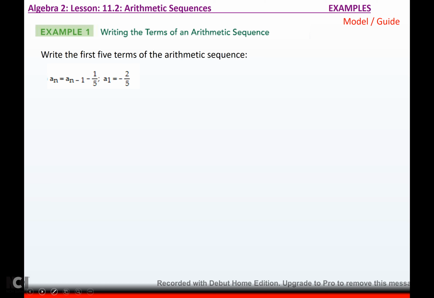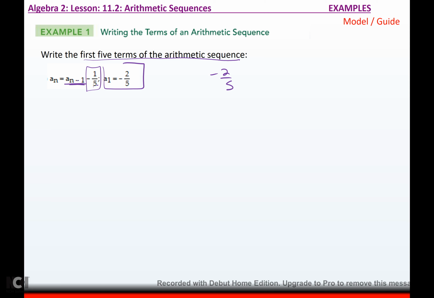Alright, fractions, not so easy to do in your head, but it says write the first 5 terms of this arithmetic sequence. They're telling me that I'm starting with negative 2/5. This recursion formula tells me that the common difference is negative 1/5 because it says subtract 1/5 from the term in front of it. And keep doing that to keep extending out the sequence.